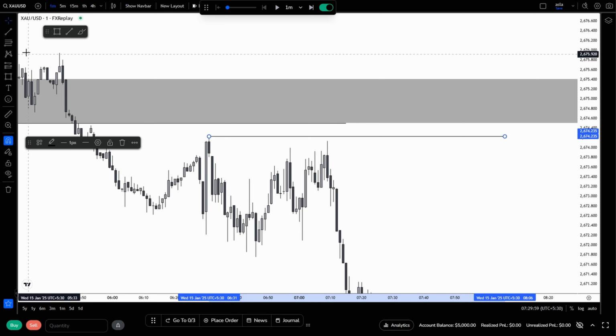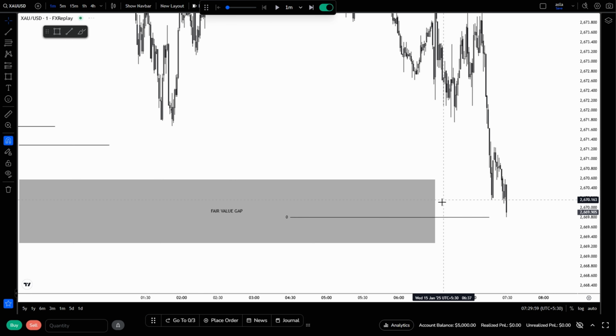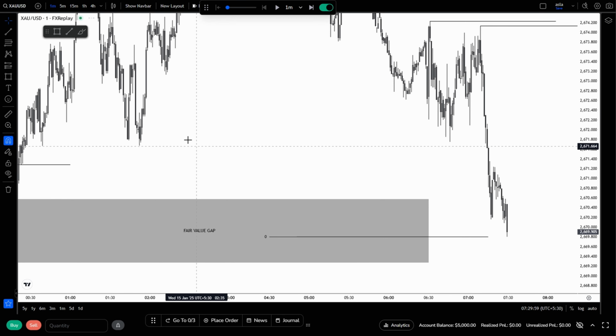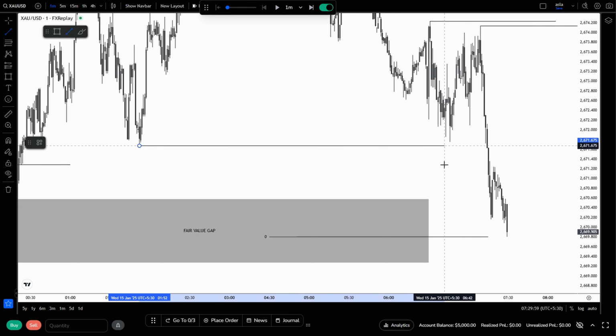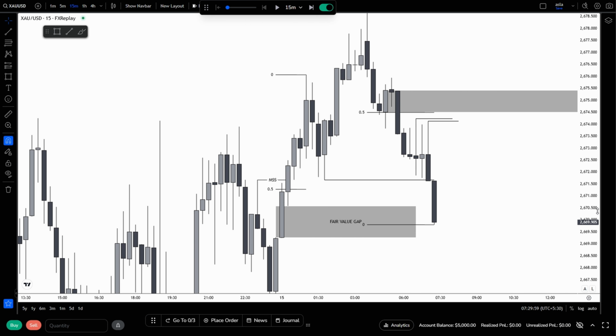Next, we wait for price to interact with our discounted unfilled fair value gap. As you can see, price sweeps sell-side liquidity into this area. At this point, we do not enter yet. What we want next is confirmation in the form of manipulation.